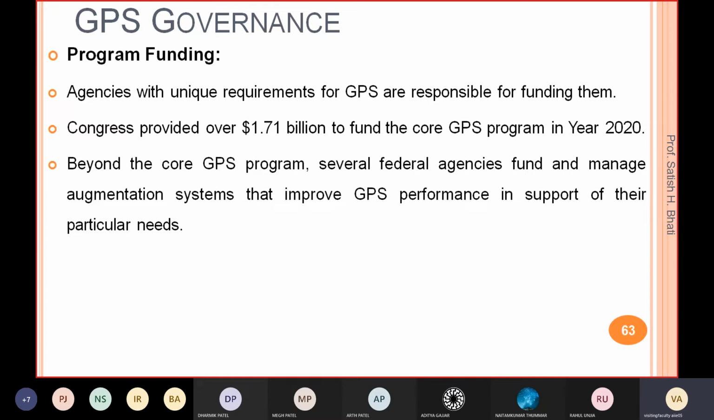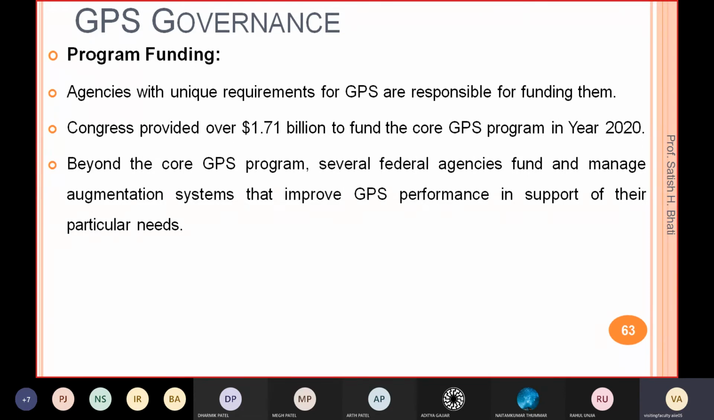So we can say in 2020, so last year, right, the overall GPS program was funded about 1.71 billion dollars. So every year this budget changes, depending on the different GPS programs. Beyond this core GPS program, several federal agencies fund and manage the augmented systems that improve the GPS performance in support of their particular needs.